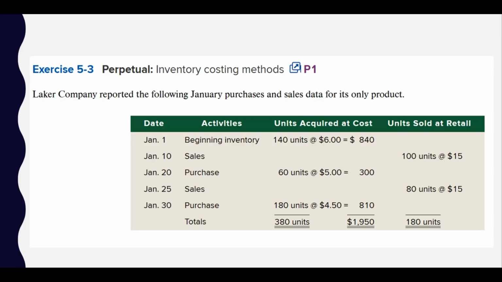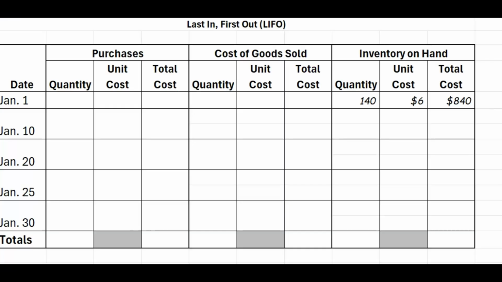On January 10th, we have a sale. 100 units were sold for a price of $15 per unit. This $15 per unit is the price that the customer paid. We need to figure out what the merchandiser's cost was for those units. The only units on hand at January 10th to be sold are the beginning inventory units, so the cost of those units are $6 per unit.